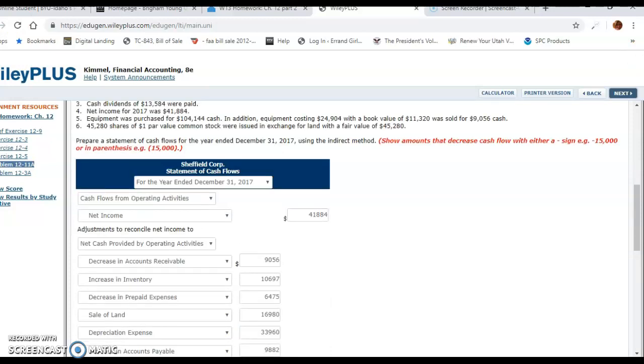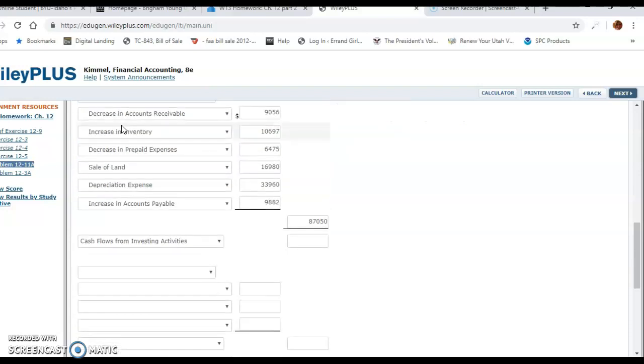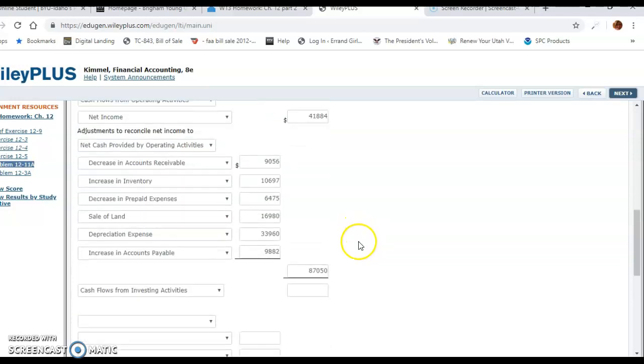So back to it, and I probably shouldn't have started so soon. But, so I'm looking here, and it says equipment was purchased for $104,144 cash. In addition, equipment costing $24,904 with a book value of $11,320 was sold for $9,056 cash. So I'm thinking that's got to be in here or something. I'm not even sure what that. Oh, wait a second.